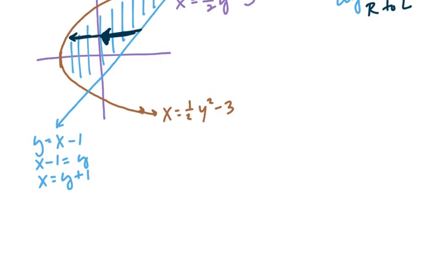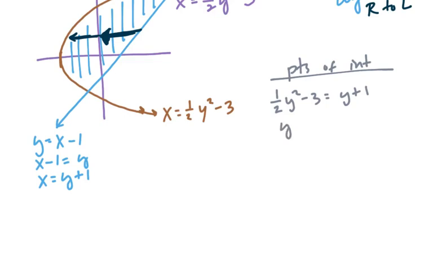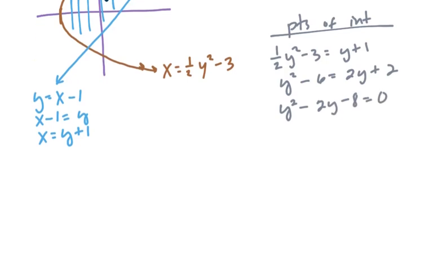Now we need the points of intersection. So let's take 1/2 y squared minus 3 and set it equal to y plus 1. It's a parabola. I don't like to work with 1/2 y squared, so let's multiply every term by 2. So we end up with y squared minus 6 equals 2y plus 2. And because it's a parabola, a quadratic, let's pull everything to one side. So y squared minus 2y minus 8 equals 0. We subtracted on both sides. And then we can factor.